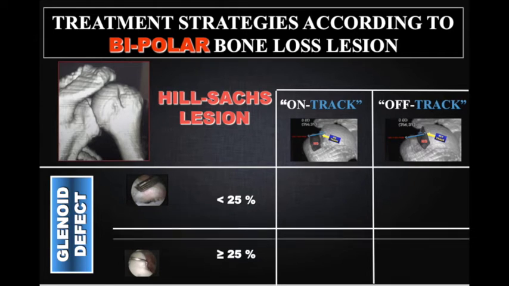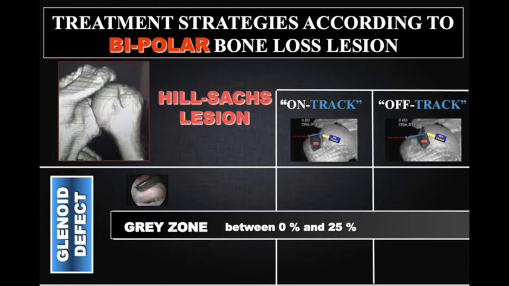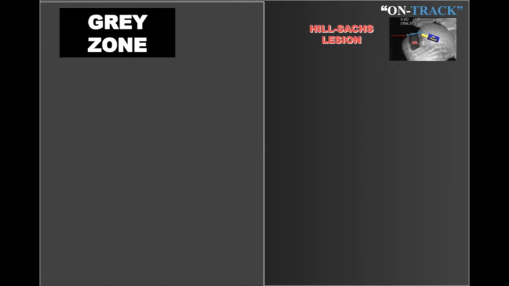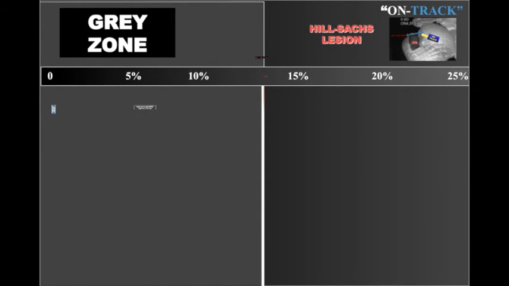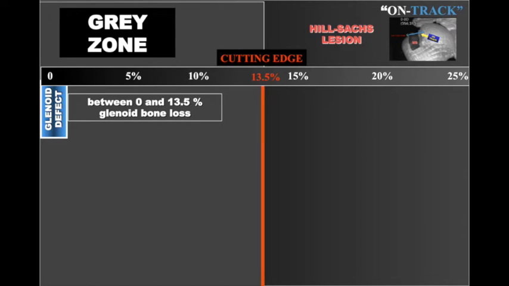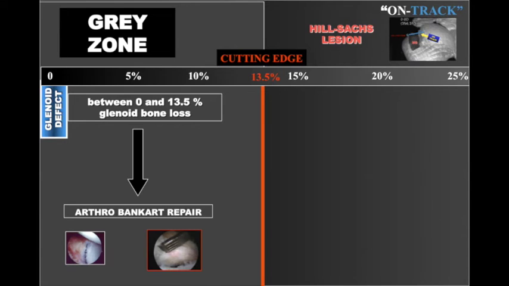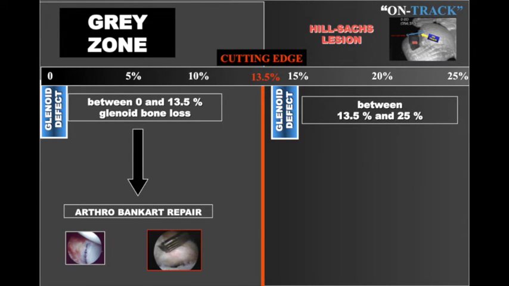In glenoid bone losses between 0 and 25%, in our opinion, there is in any case a cutoff point, which would be around 13%. With this, we would like to say that in on-track lesions with a glenoid bone loss between 0 and 13.5%, we can safely opt for an arthroscopic Bankart repair. On the other hand, we should evaluate the situation when we have on-track lesions with glenoid bone losses of more than 13.5%. In literature, a number of different techniques are described to solve these problems.